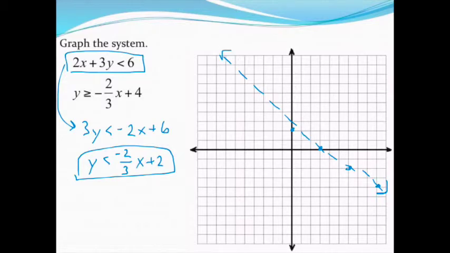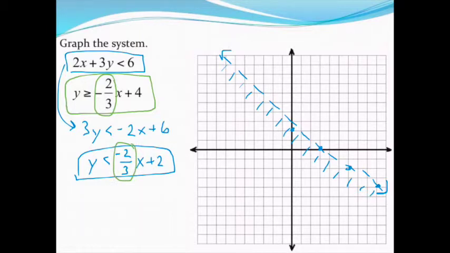And then I want to shade everywhere below this line. I want to be less than. So I'm going to shade very lightly everywhere underneath that line, or just do these little marks if you don't want to make it too messy. Okay, switch colors at this point. I'll do green. The second inequality is already in slope-intercept form. And you may have noticed the slopes, negative 2/3 and negative 2/3. Because both of those slopes are the same, these two lines are going to be parallel.